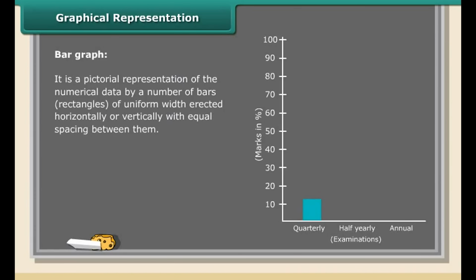Graphical representation. Bar graph. It is a pictorial representation of the numerical data by a number of bars, rectangles of uniform width erected horizontally or vertically with equal spacing between them.